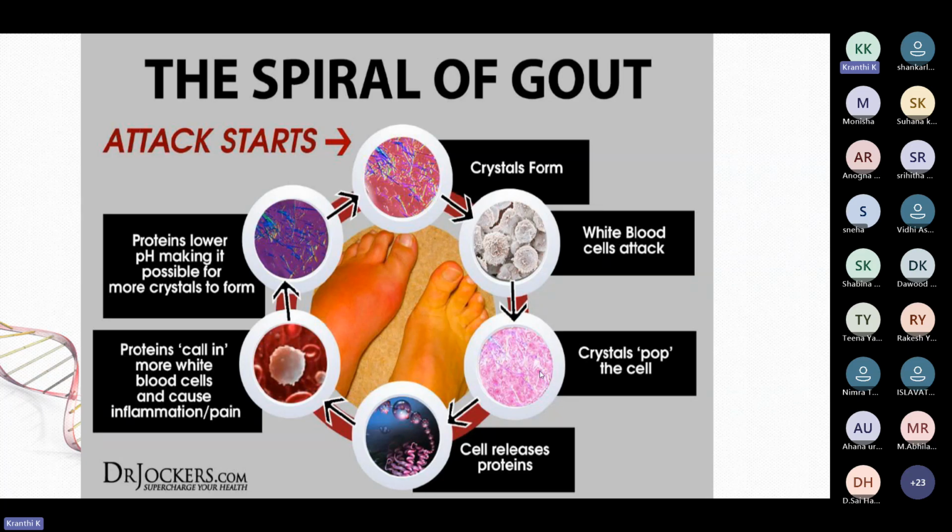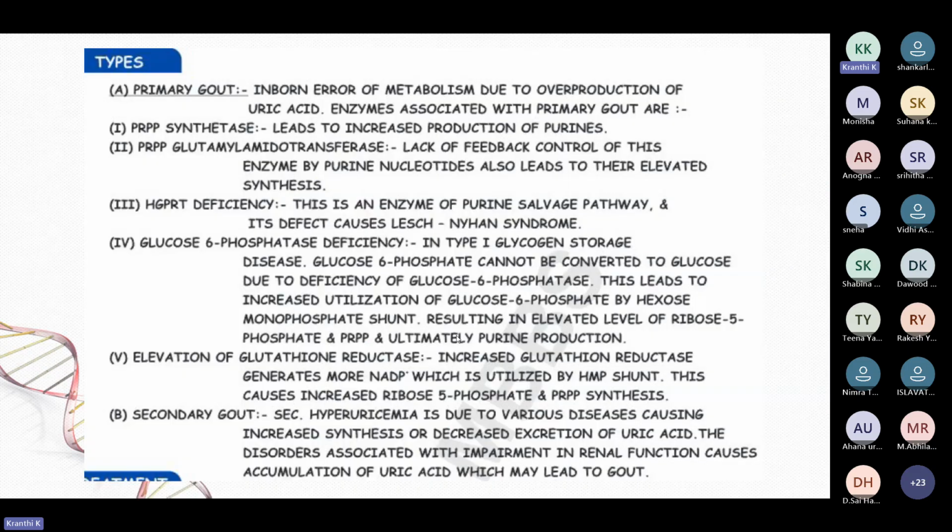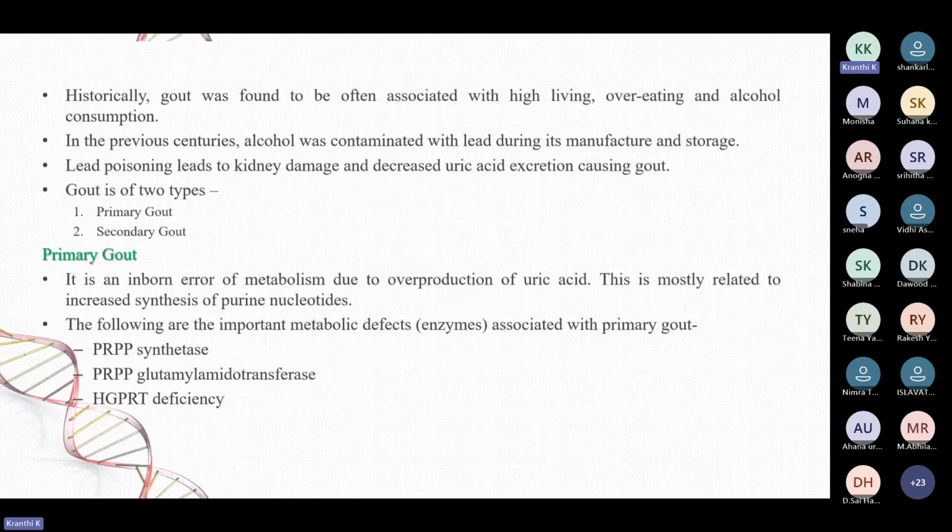Then the crystals pop the cells. Then the cells release proteins, cytokines. A lot of proteins get released. These proteins call in more white blood cells and cause inflammation. Then the proteins lower the pH, making it possible for more crystals to form again. So this is the cycle. Once the inflammation happens, the legs or the joints may swell.